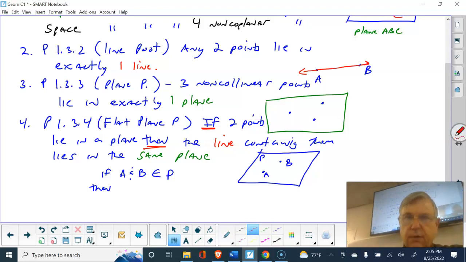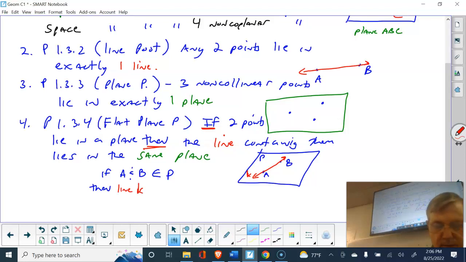Well, let's add something here. Take your red. Let's draw a line through A and B. And let's give it a name of lowercase k, because we could name the line a different way. Then line K, what symbol is that? Subset. Oh, that's it, yeah. Subset. Line K is a subset of plane P.